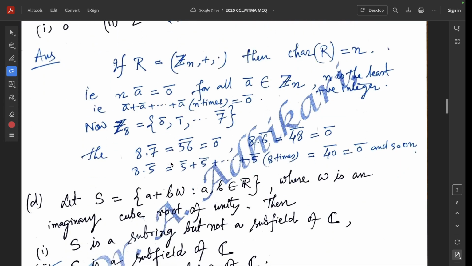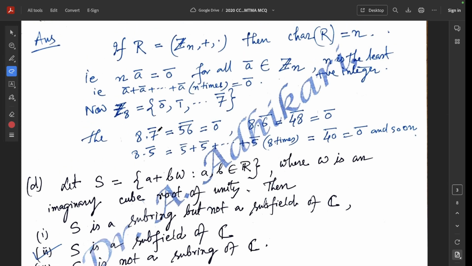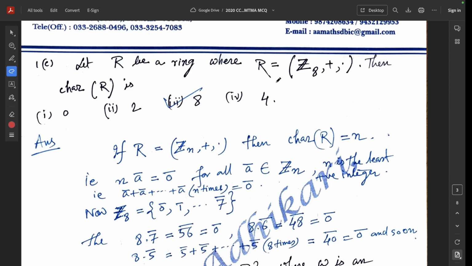Now, Z8 is the set of residue classes, this is class 0, class 1 to class 7. Hence, 8 times class 7 is equal to class 7 plus class 7 plus class 7 up to 8 times. So this is equal to class 56, and dividing 56 by 8, we get no residue, 0 residue. So this is 0. And 8 times class 6 equals class 0, and so on. So the characteristic of this ring Z8 with plus and dot is 8.